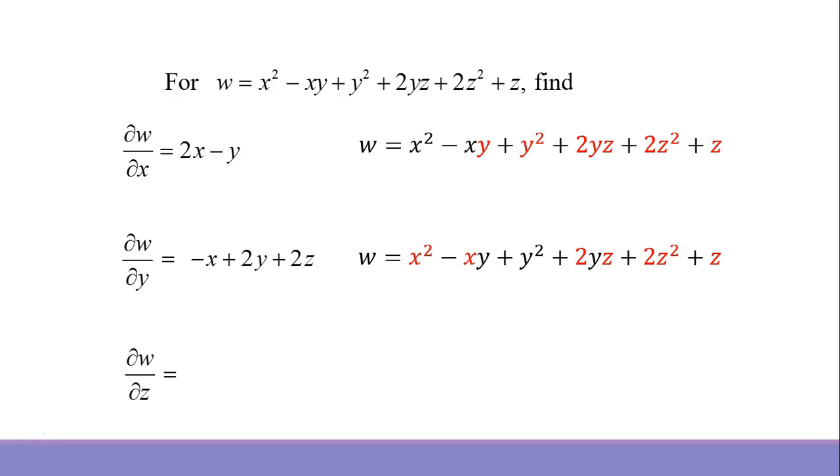And finally, the partial derivative of w with respect to z. Now we'll look at everything that is not a z on the right side of the equation as being a constant, which means when we take the derivative of the first three terms, we're taking a derivative of a constant, which means those derivatives are all 0. But the fourth term, 2yz, has a derivative of 2y. The fifth term, 2z squared, has a derivative of 4z, and the last term, z, has a derivative of 1.